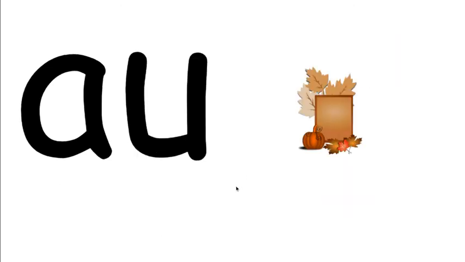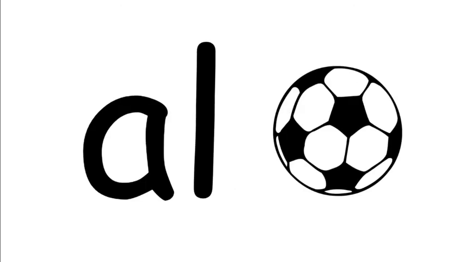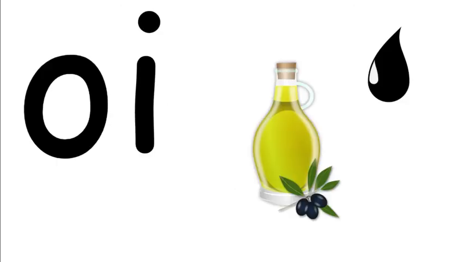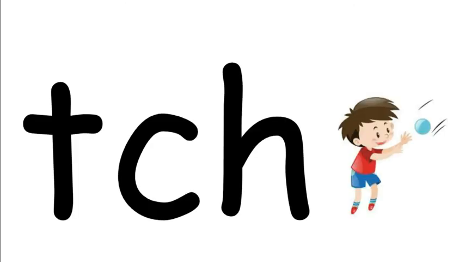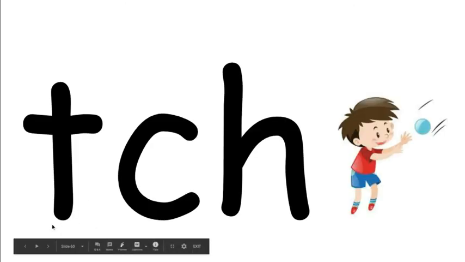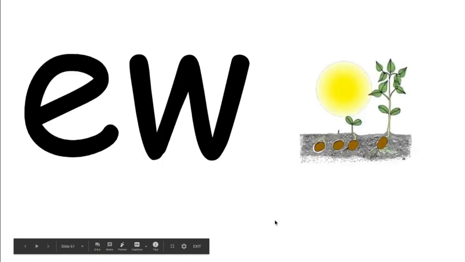Aw. Oi. Ch. Remember, when it has a T in the front, it's a short vowel marker. This only happens at the end of words. Ooh.